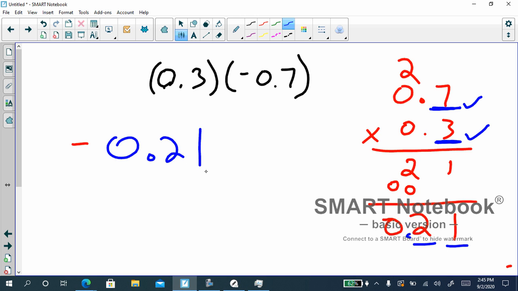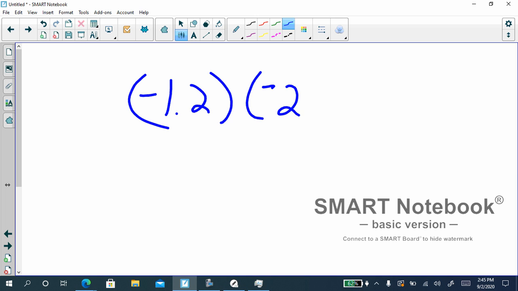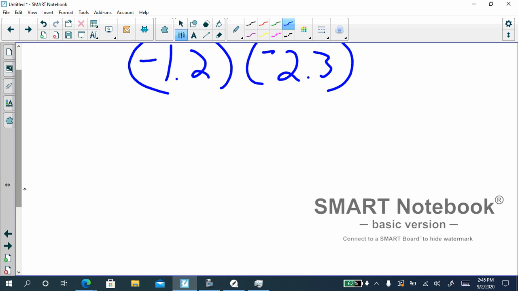Let's do another one of those. Let's do negative 1.2. Let's rewrite that. Negative 1.2 times negative 2.3. So negative times negative makes a positive, and then we need to do 1.2 times 2.3.